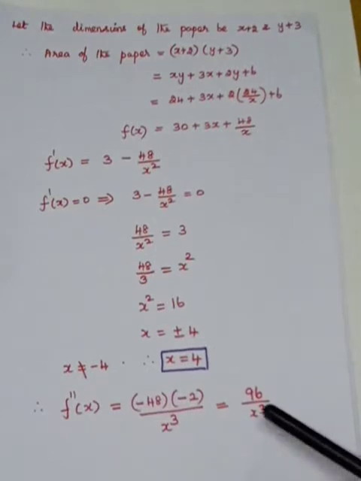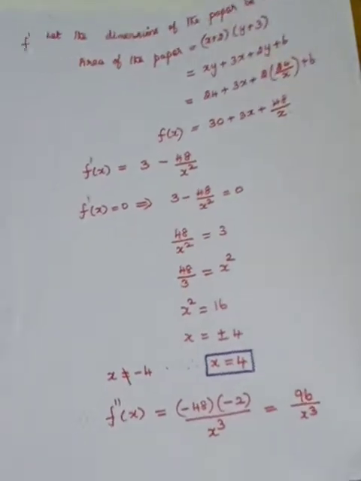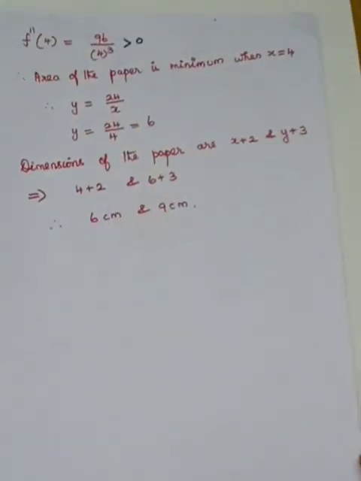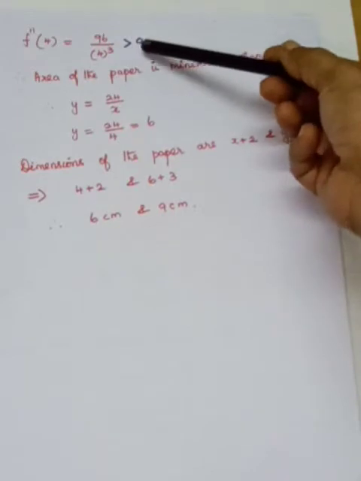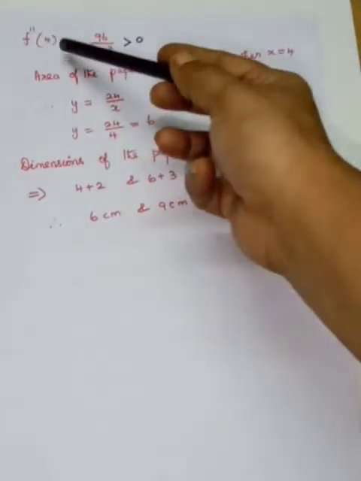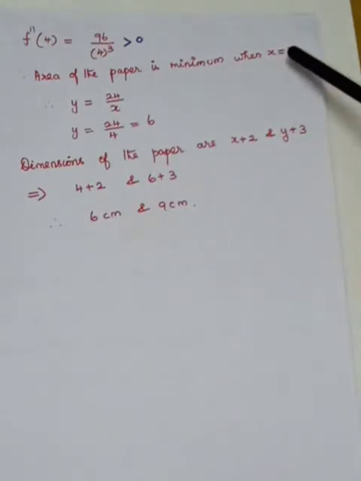What you have to do? This point has to be substituted in the second derivative. So f double dash of 4. You see now, f double dash of 4, what is it? It is 96 by 4 cube. Numerator and denominator both are positive, so it is greater than 0. If it is greater than 0, the function is minimum. What is the function? The area of the page or the area of the whole paper is minimum when x is equal to 4.